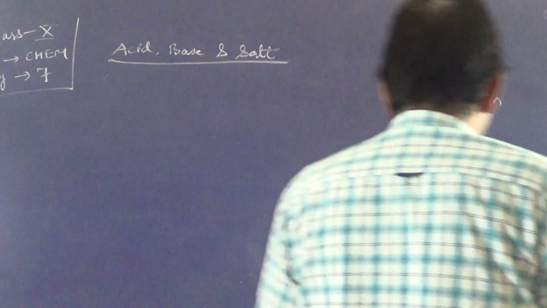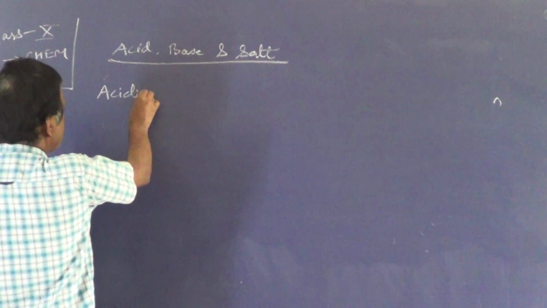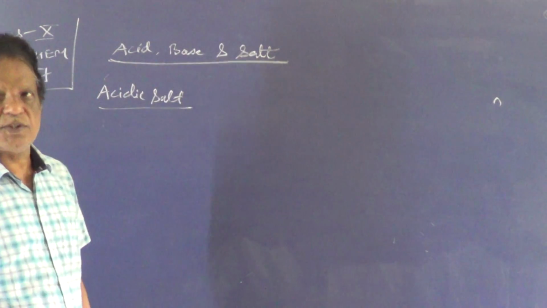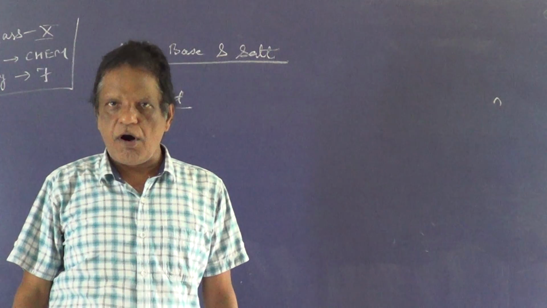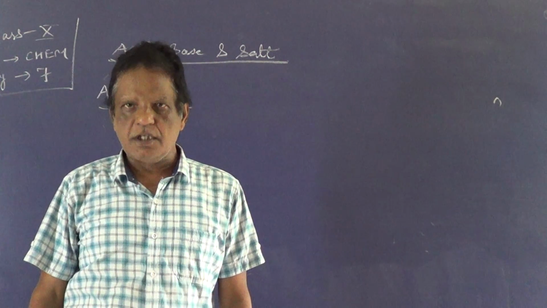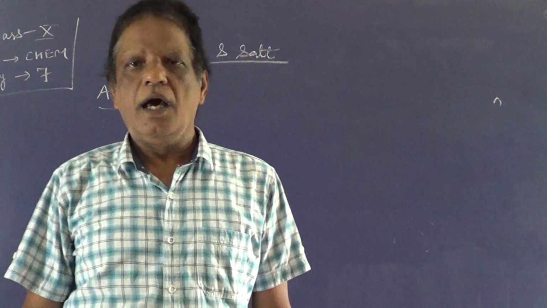Acidic salt. What is acidic salt? When a strong acid reacts with a weak base, the salts formed are called acidic salts. Its pH is less than 7. These salts are called acidic salts.